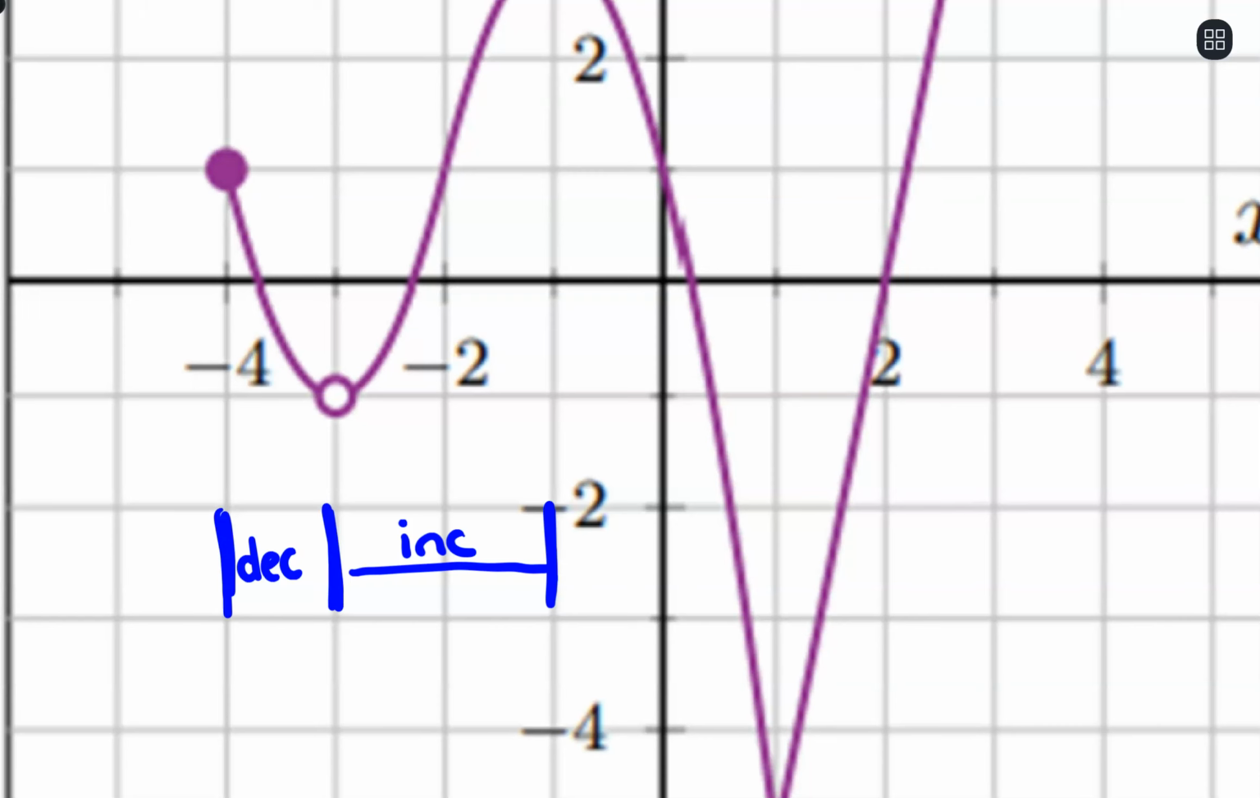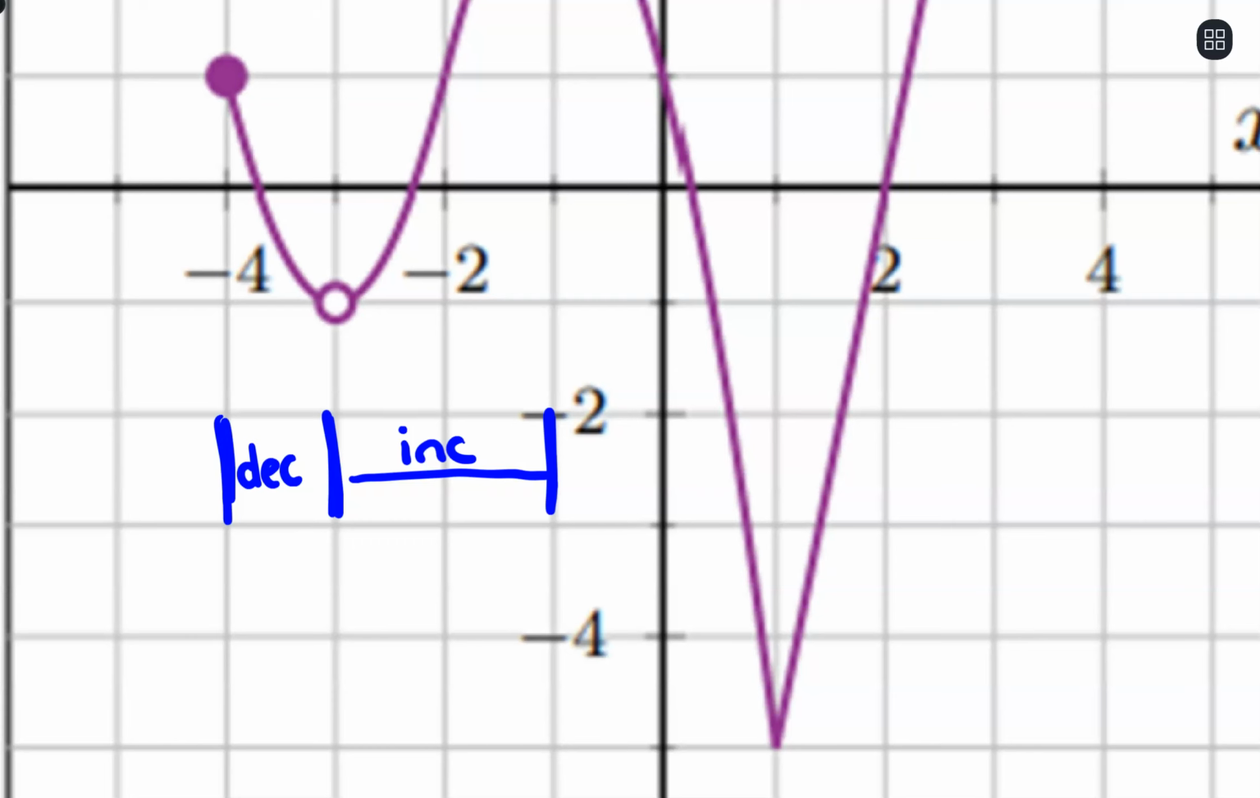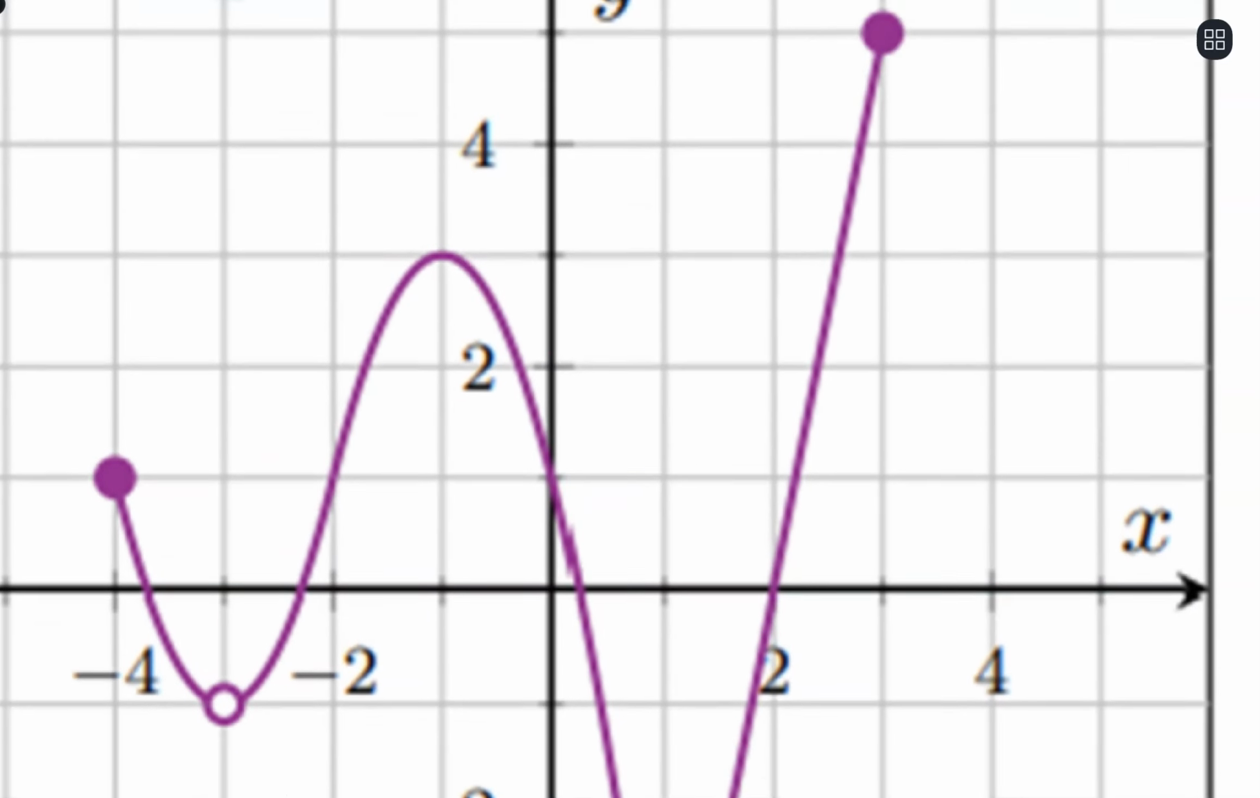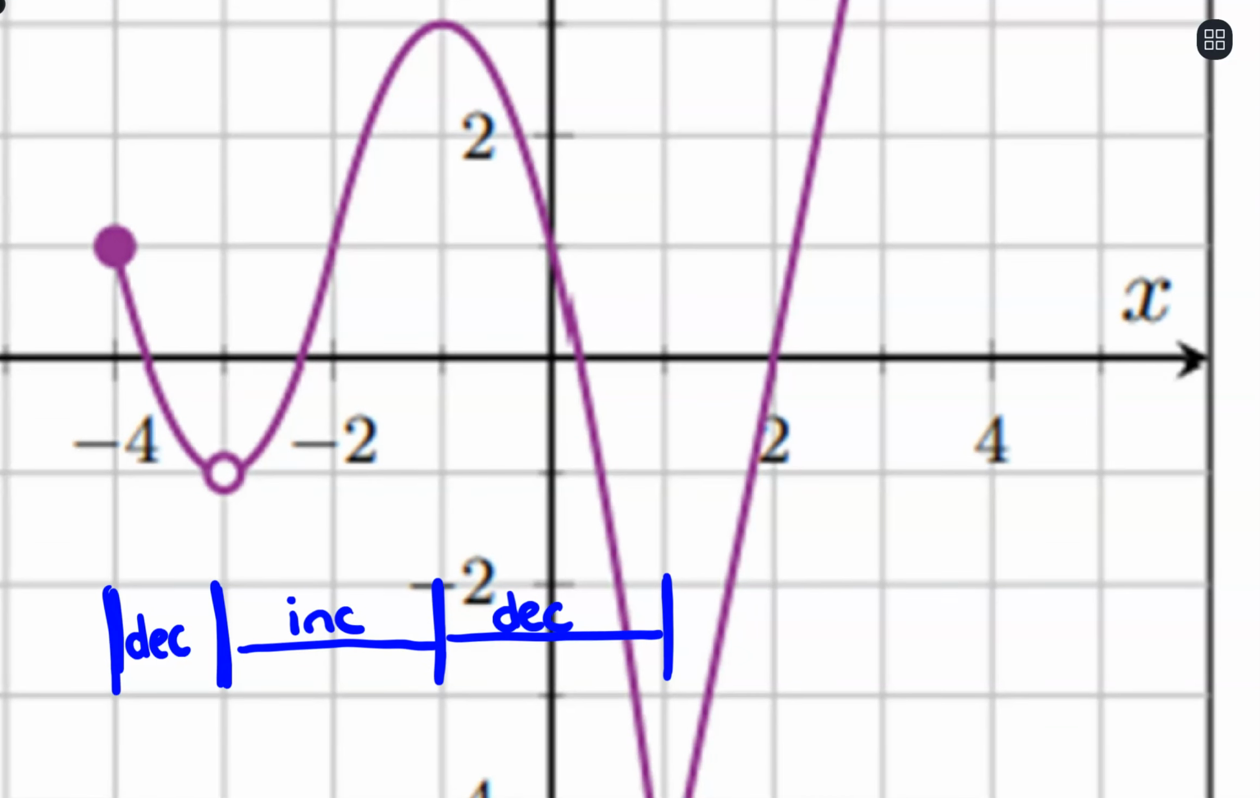And then our function starts decreasing down to +1, -5. So between -1 and +1, our function is decreasing. And then it switches to increasing all the way until we reach that 3, 5 coordinate. So from +1 to +3, increasing. This is just the idea of if we're walking along our function, are you going downward or upward, downhill or uphill, that kind of idea.